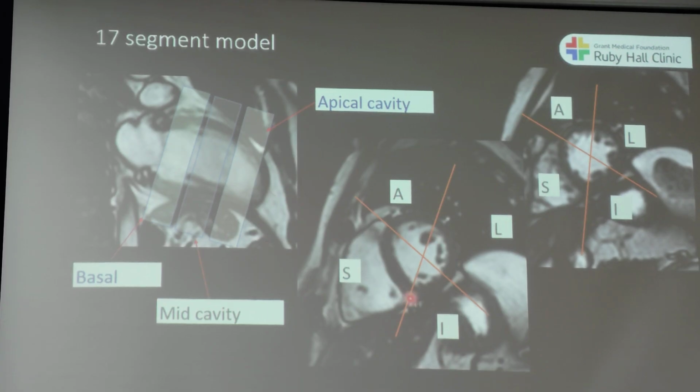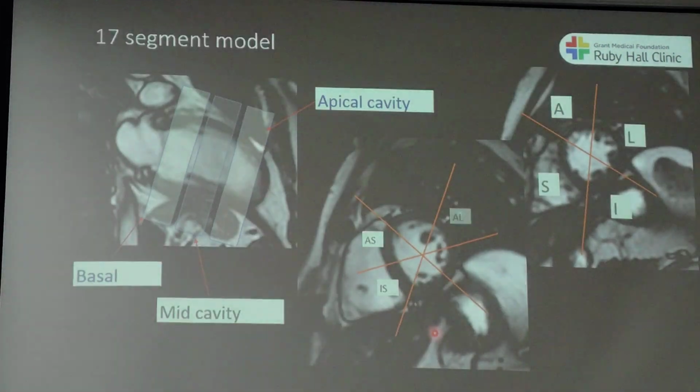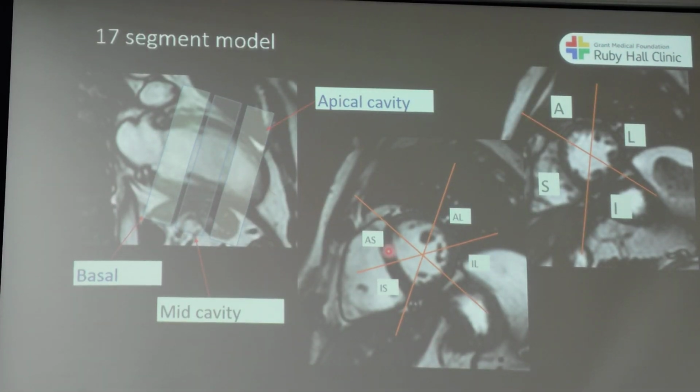But if you see, this is the basal and mid cavity. This segment is too large a segment, right? So you just cut across and put an imaginary horizontal line through it, and then it is further divided into the other segments. This is called the anteroseptal because this is the anterior wall, this is the septum. Similarly, inferoseptal, very simple, inferolateral and anterolateral.